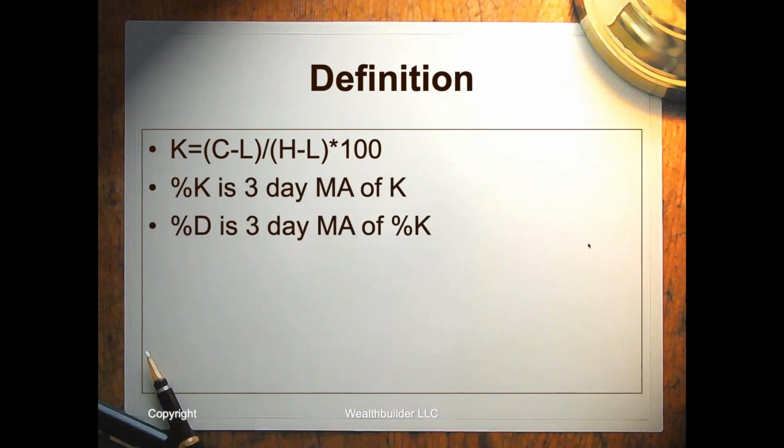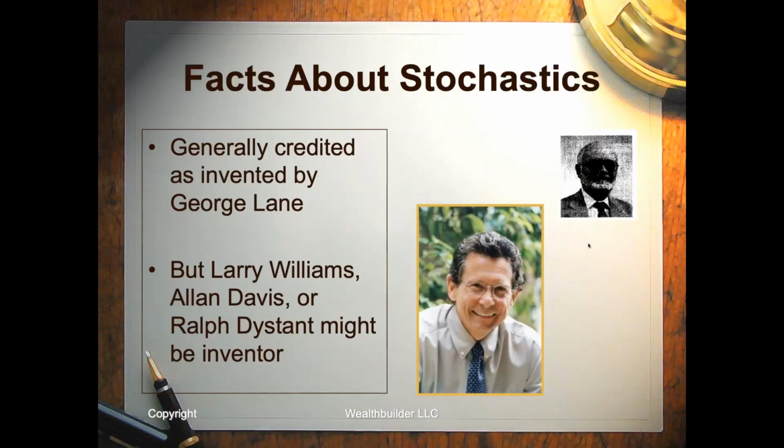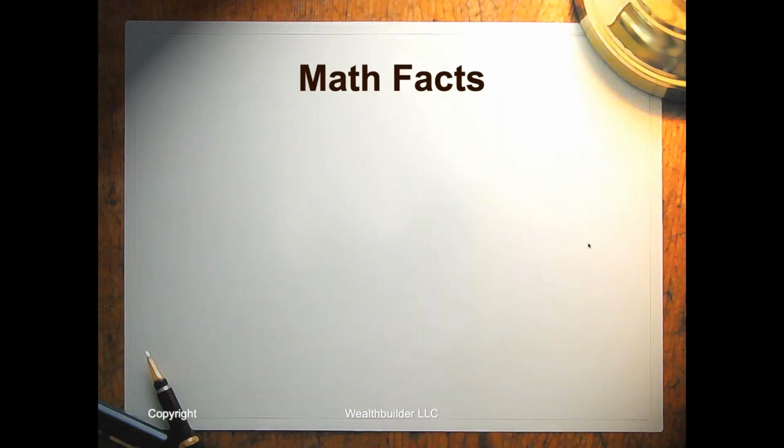The key is, let me go on. It's generally credited as being invented by George Lane. And I had the opportunity to work with George Lane before he died. So I got exactly how he traded stochastics. He claims to have invented it back in the late 1940s. And I'll never forget it. He told me the way that he uses it, which I'm going to teach to you in a few minutes. And he said, quote unquote, it's damn near infallible. That's his quote. But Larry Williams, who's been a friend of mine since the 1970s, says Alan Davis or Ralph Dyston might be the inventor. Larry says that Alan Davis was probably the inventor. So who knows? I don't know, that's for sure.